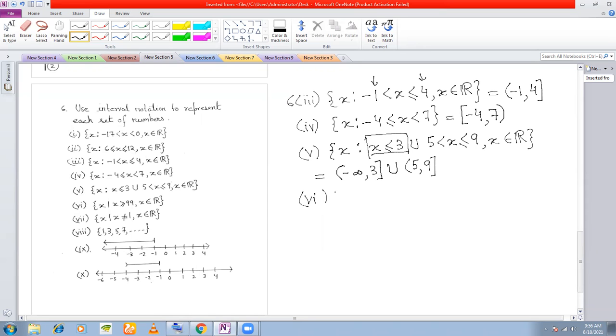Number 6. x such that x greater than or equal to 99, x belongs to R. Now this x consists of all real numbers that are greater than or equal to 99, and 99 has equality, so we'll give a box bracket with 99 and it will continue till plus infinity, and we give a parenthesis because we don't associate box brackets with infinity.